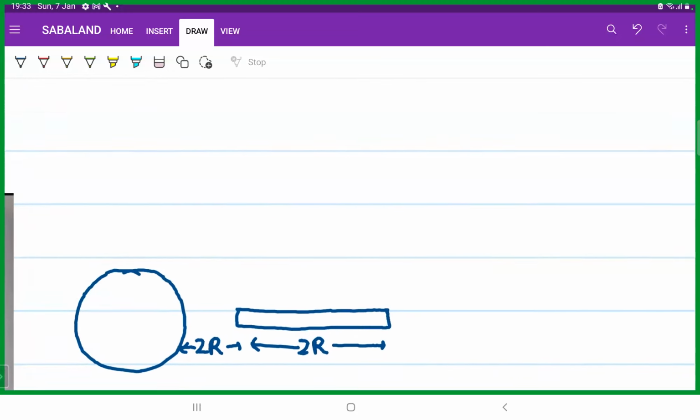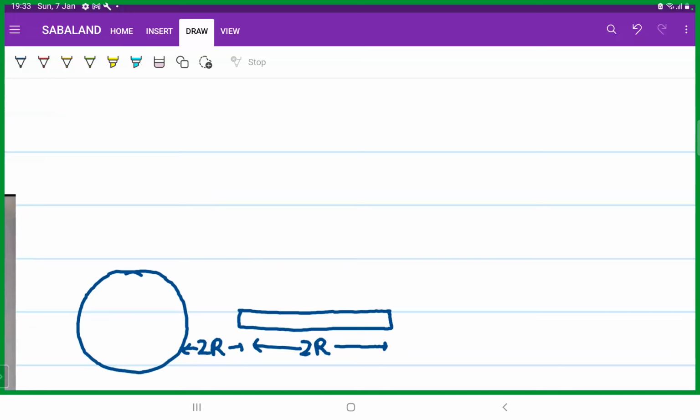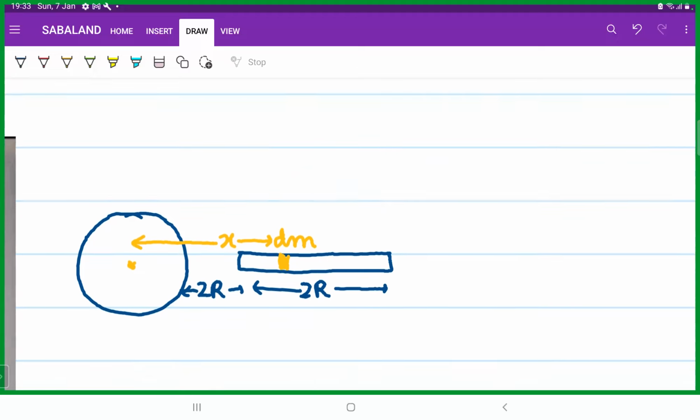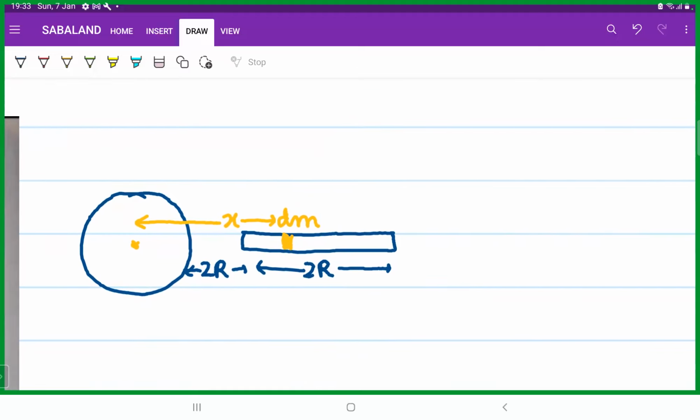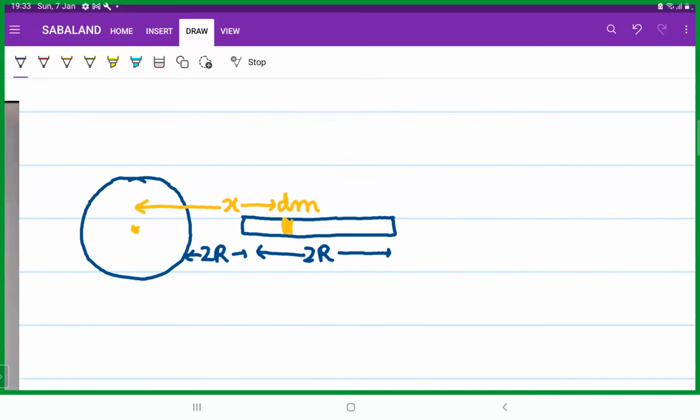It will be easier to make smaller pieces of this rod, because it's a linear body. So we will consider this small mass over here of mass dm, which is at a distance of x from the center of the sphere. We will calculate the potential of the small mass with respect to this sphere, and then integrate the entire thing. In that way we will get the potential energy of these two bodies as a whole.